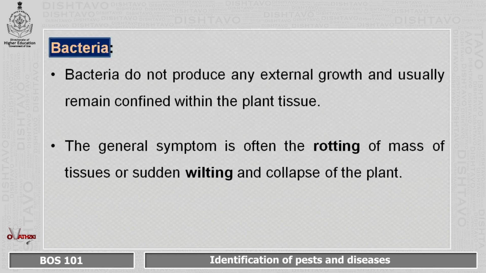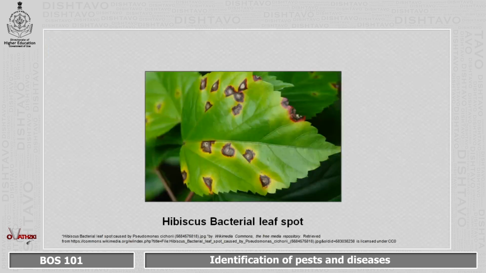Bacteria do not produce any external growth and usually remain confined within the plant tissue. The general symptom is often the rotting of a mass of tissues or sudden wilting and collapse of the plant. Here in this image we can see the hibiscus bacterial leaf spot.